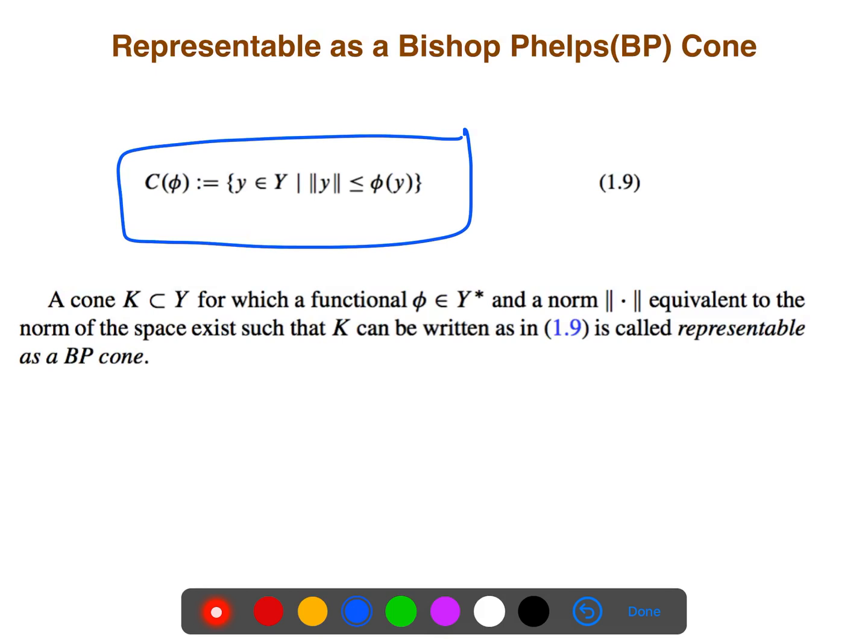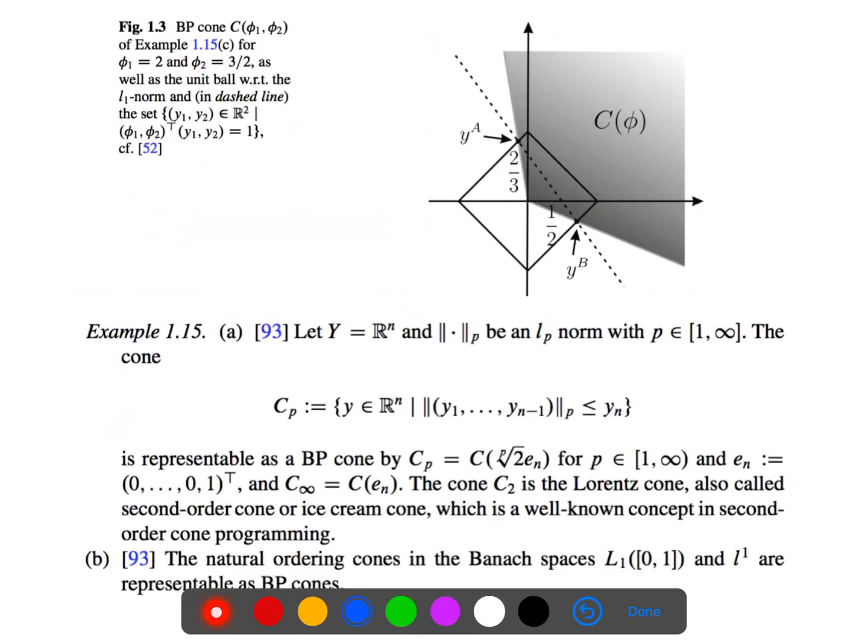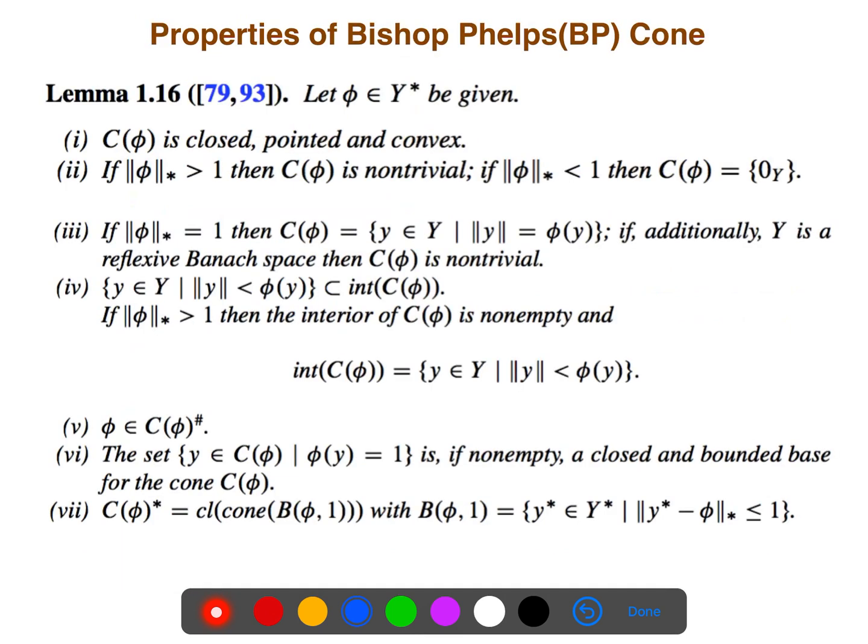So this is the cone that we have defined, and it is called representable. If you give me any cone, I can say that I can represent it with BP cones. There exists a functional phi such that all the points in the cone could be represented by this one. And of course, there is a theorem that says Vx is closed and convex. This is a really important property.